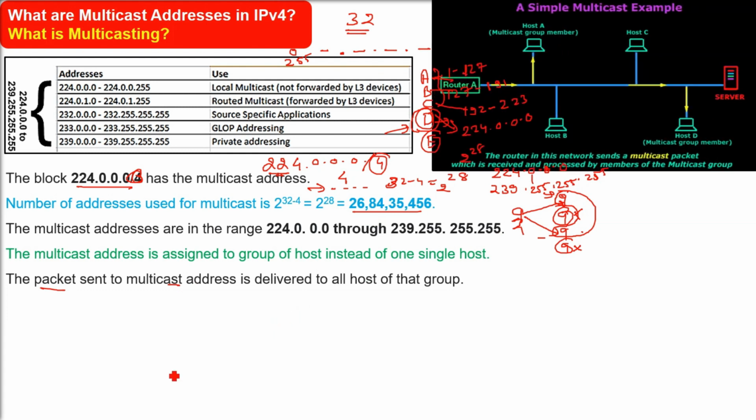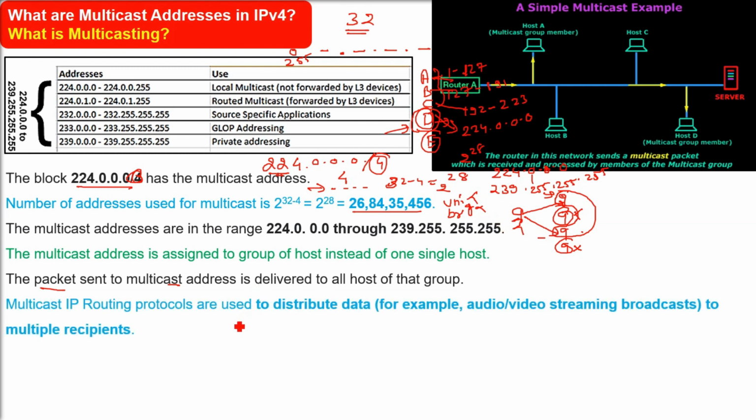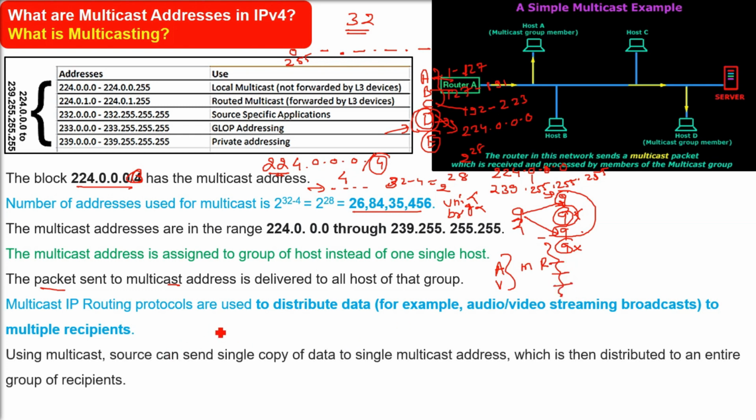So the multicast address is assigned to a group of hosts instead of only one single host. The packet sent to a multicast address is delivered to all hosts of that group. So multicast IP routing protocols are used to distribute the data, for example audio and video streaming broadcast to multiple recipients. How do you see the IPL? How do you see the broadcast of the FIFA World Cup? Using multicast, the source can send a single copy of data to a single multicast address, which is then distributed to the entire group of recipients. Please understand, audio video means UDP. So multicasting is UDP based. This whole concept is UDP based.